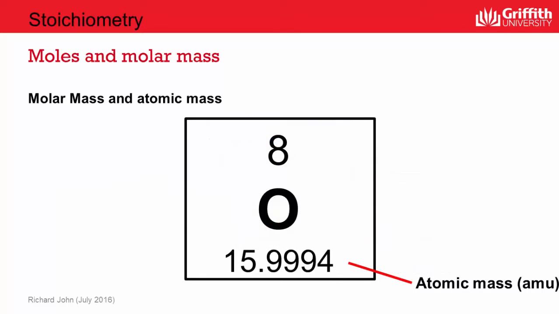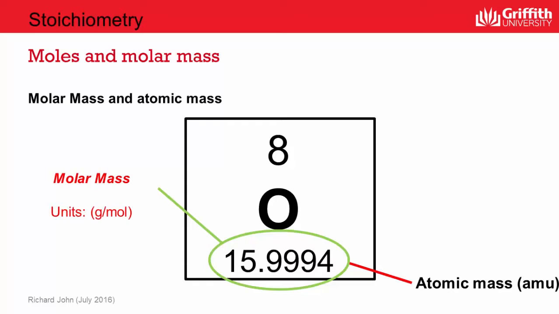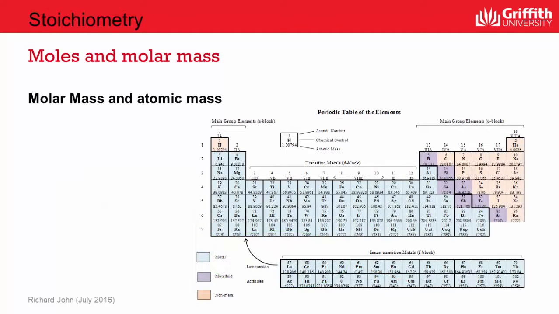We can look at any element on the periodic table, for example oxygen, and we see that its atomic mass is 15.9994 atomic mass units. But we could also interpret this number to be its molar mass as well. But rather than the units being atomic mass units, the units now become grams per mole. So the molar mass of elemental oxygen is 15.9994 grams per mole. We can do that for any element on the periodic table.